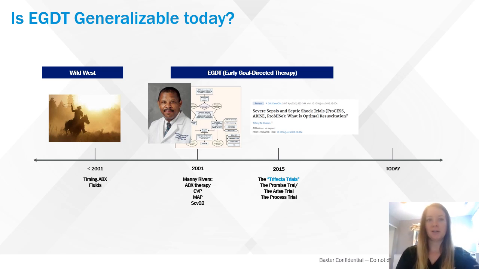So the next big question is, is early goal-directed therapy generalizable today? In 2015, the trifecta trials occurred. This was the PROMISE trial, the ARISE trial, and the PROCESS trial. Unfortunately, the trifecta trials did not show any changes in outcomes or mortality based on the EGDT approach versus usual care. But we have to remember that this was based off of CVP, MAP, and SCVO2. And in my opinion, the usual care has changed a lot since then.